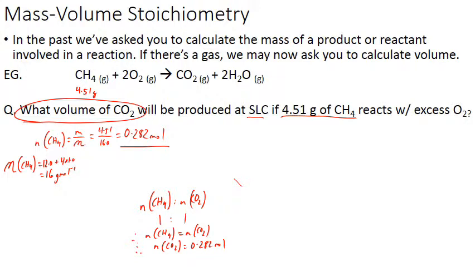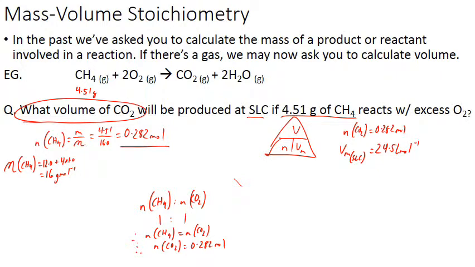This is where our last triangle comes in. So our triangle that has volume, molar volume, and amount, very similar to the mass, molar mass, and amount triangle. So now we know that our amount of CO2 is 0.282 mole. We know our molar volume at SLC is 24.5 liters per mole.